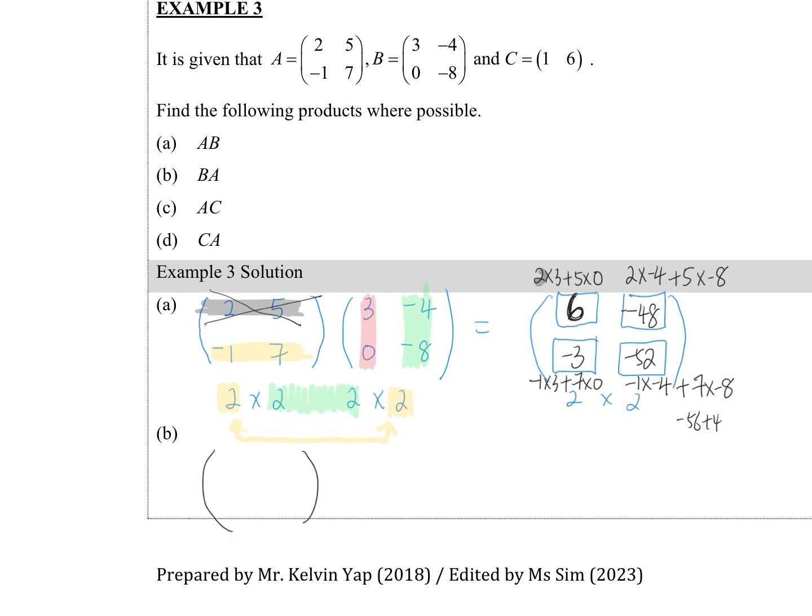Okay, if it's the opposite, okay, one more, just one more. Opposite. You also deal with it in 2 rows. So first one is this one. I will multiply with this one. So I will do a 3 times 2 plus negative 4 times negative 1. So this is a 10.